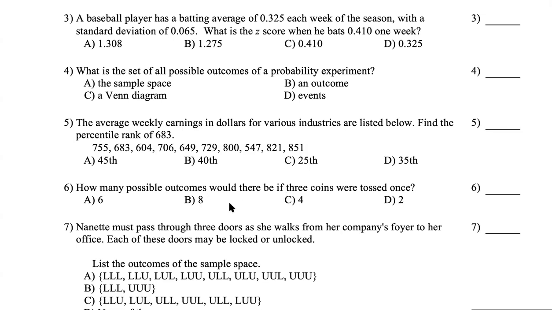How many possible outcomes would there be if 3 coins were tossed once, right? So how many total possible outcomes if 3 coins are tossed? The first coin, how many outcomes? 2. So if we want to write that down, the first coin, you have 2 choices, right? Second coin, 2 choices, head or tail. Third coin, how many choices? Head or tail. Multiply them together. Remember the fundamental counting rule. 8, right?